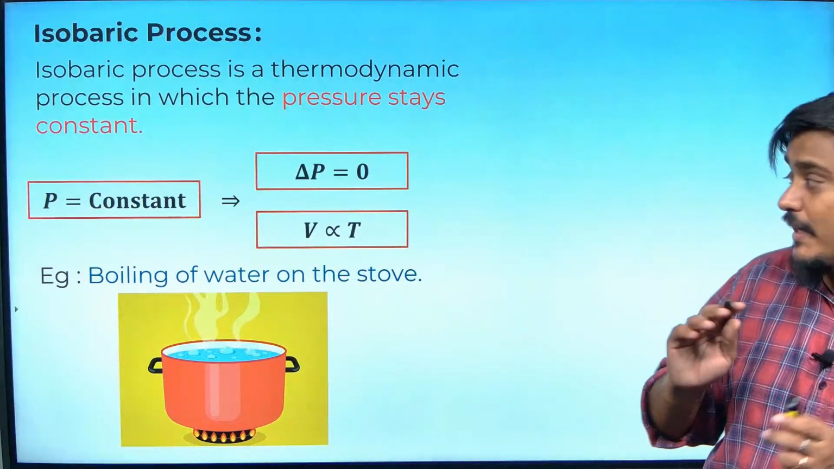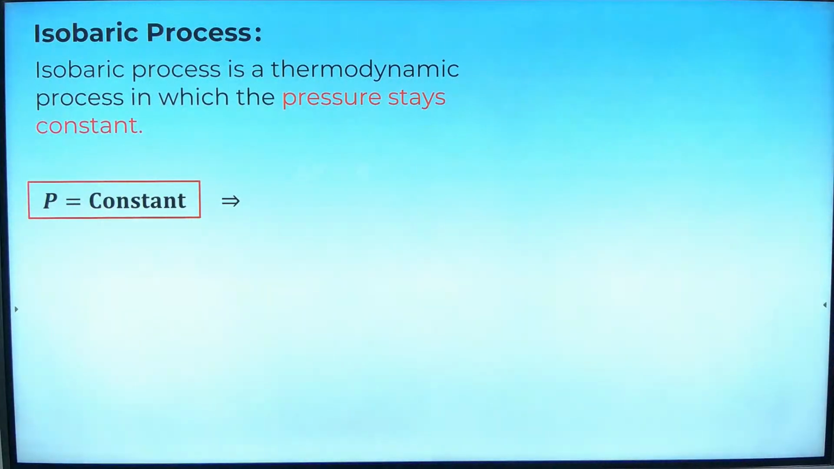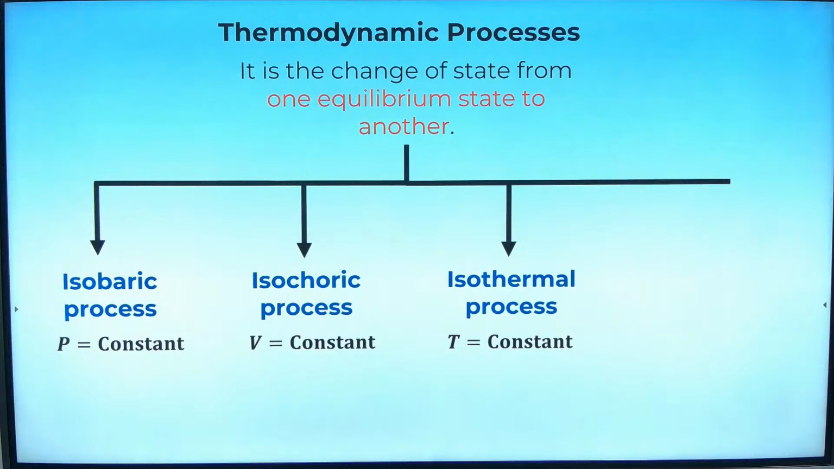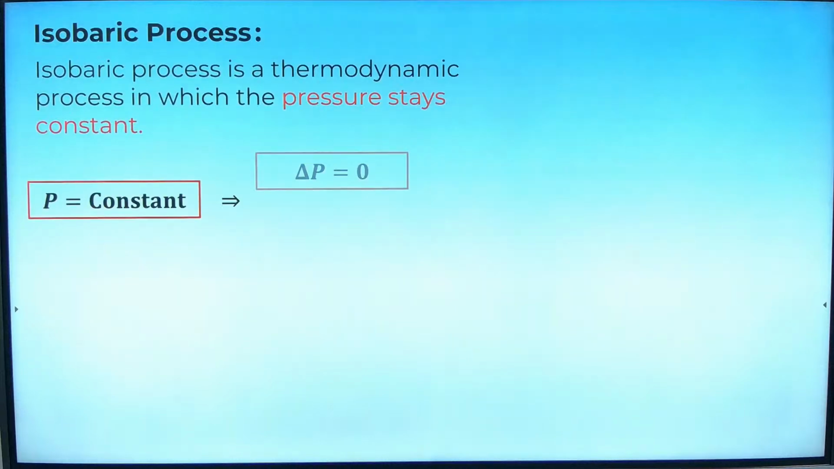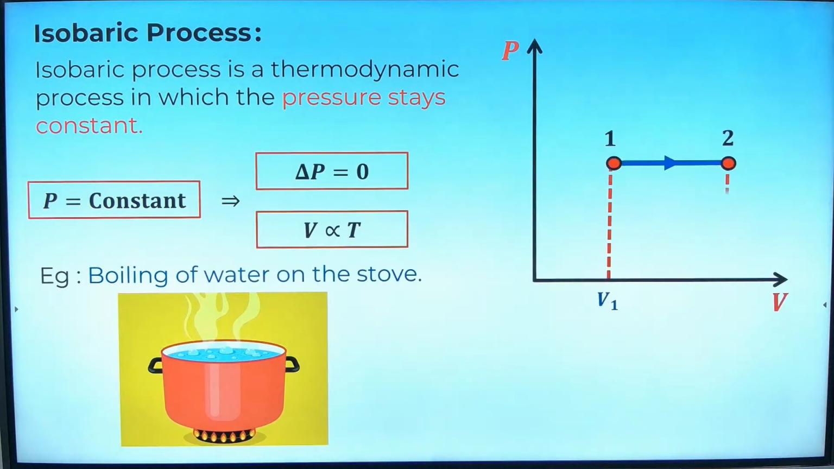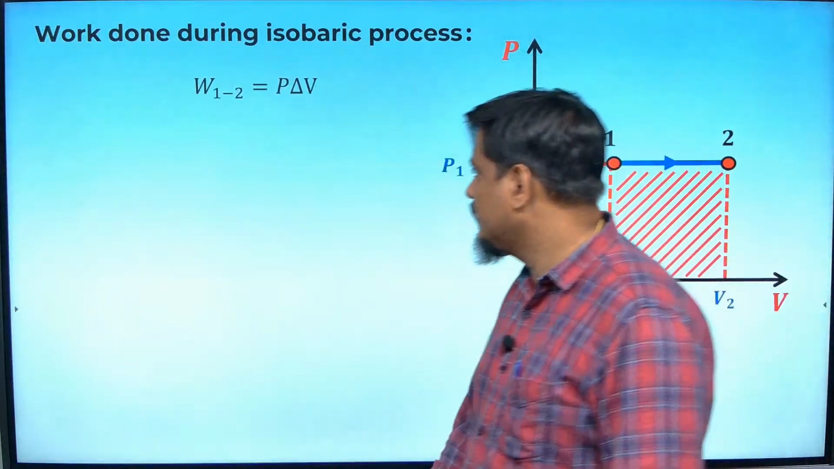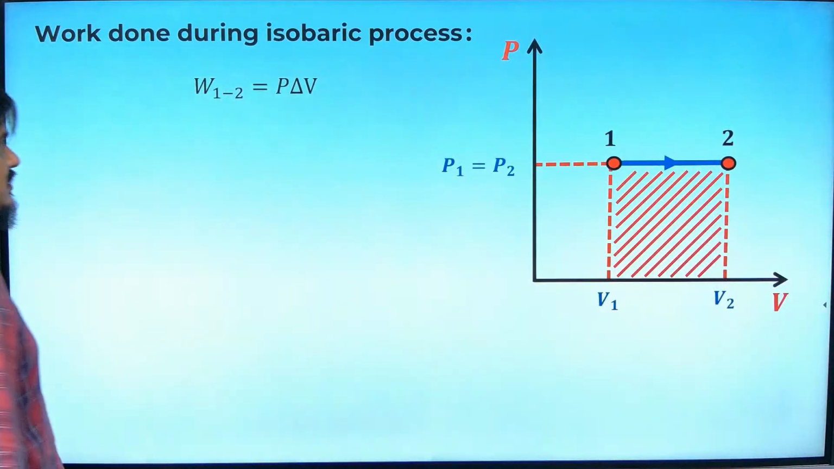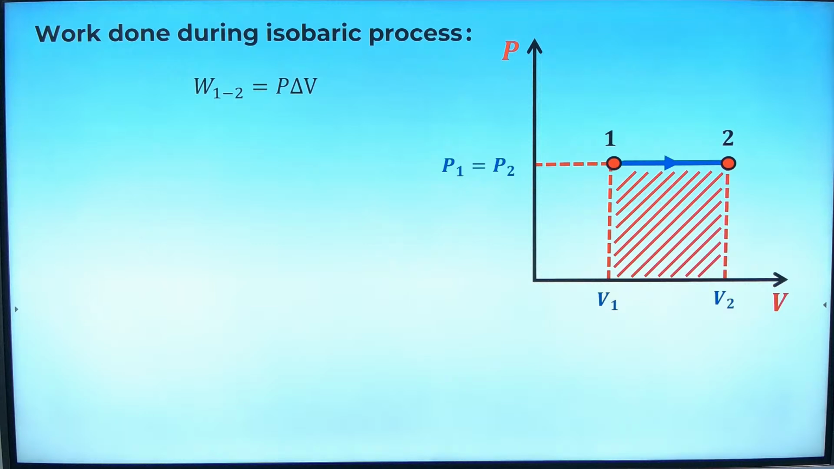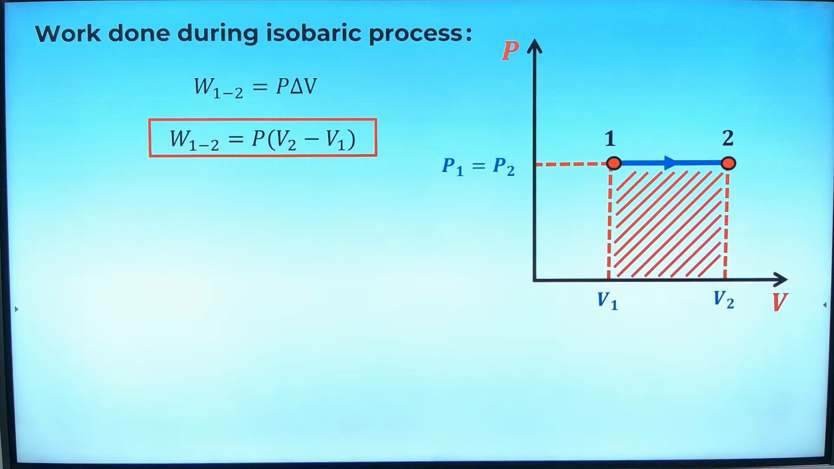So only in the open container, be very careful about this. So let us talk about the work done. If you see the work done formula, work done during isobaric process, the formula is P del V, isn't it? So just P into V2 minus V1.